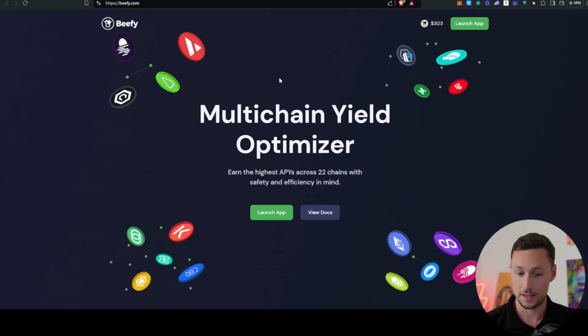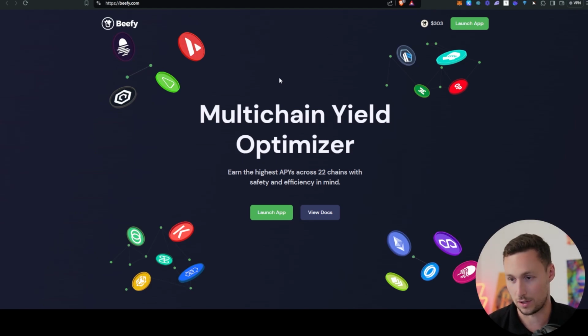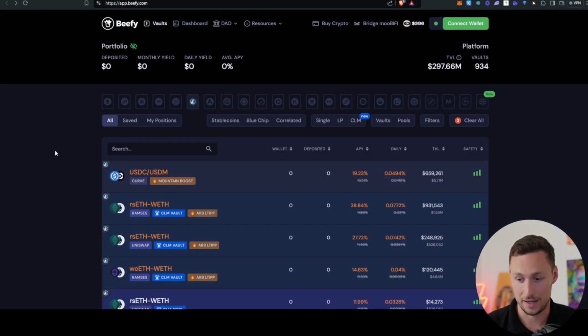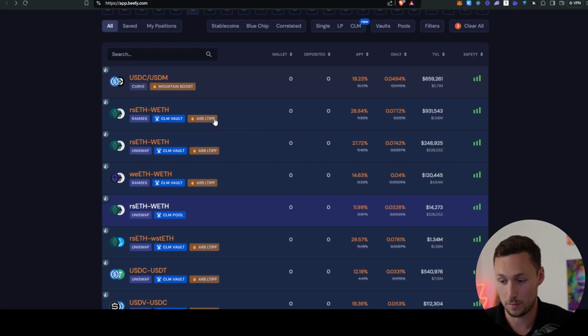Yield farm number 4 is going to be on Beefy. Beefy is one of the top yield aggregators across dozens of different chains. It's a great place to find new sources of yield. And they now have a concentrated liquidity manager as well. So what I'm looking at specifically on Beefy is their Arbitrum pools. And I'm looking at Arbitrum pools that contain two things: this CLM vault, so that's Beefy managing concentrated liquidity, and also these Arbitrum long-term incentives. So Arbitrum is giving out ARB incentives to certain pools on their network.